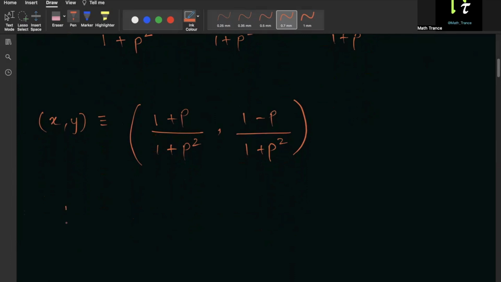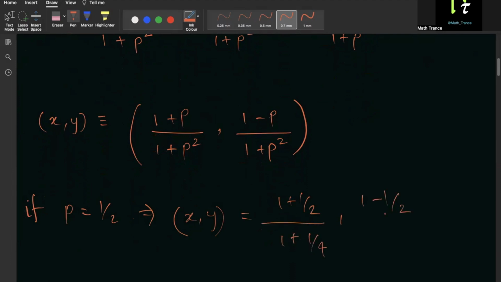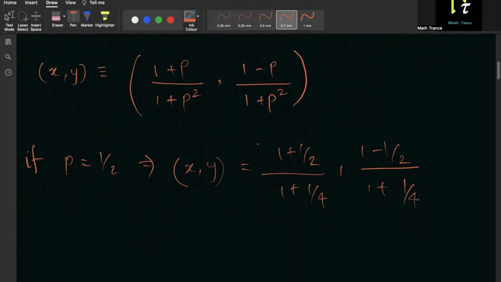So let's see if p equals half. This would imply x comma y would go to 1 plus half on 1 plus 4 comma 1 minus half on 1 plus 4. We put the brackets, and this would become 3 by 2. This would become 5 by 4. This would become 1 by 2, and this would become 5 by 4.